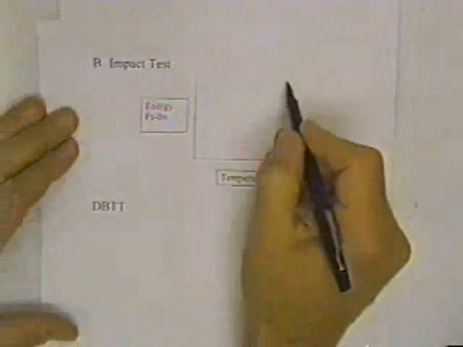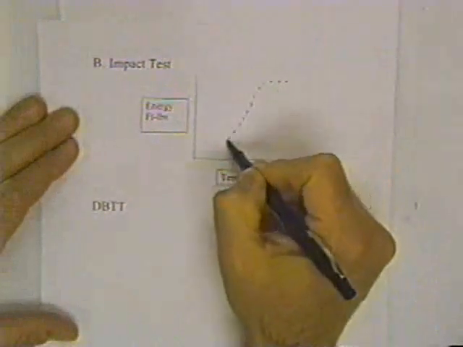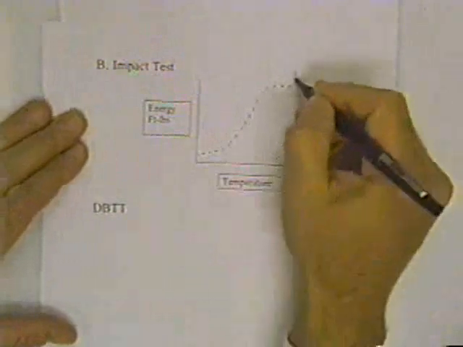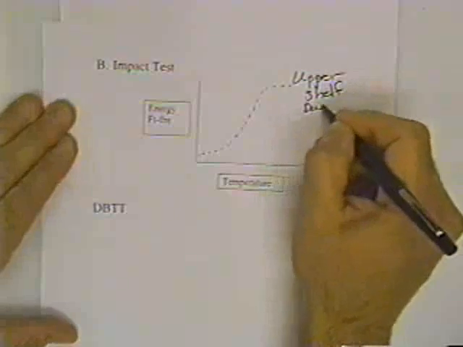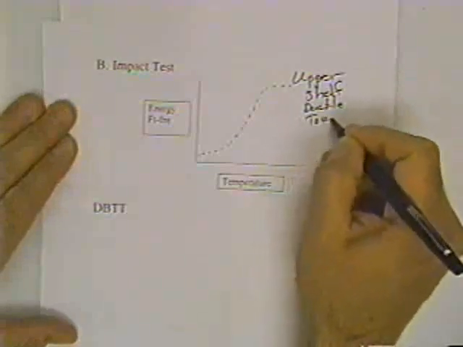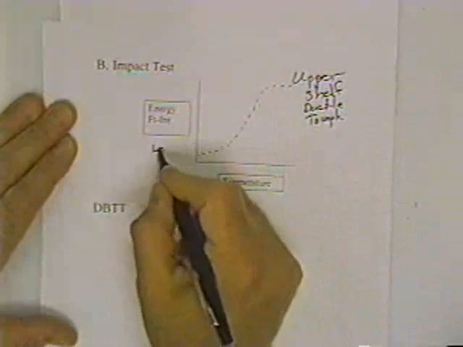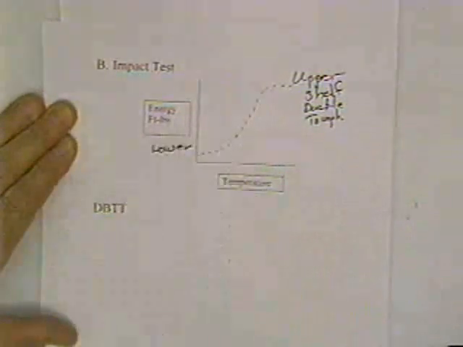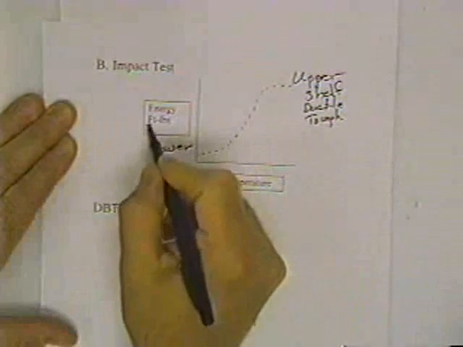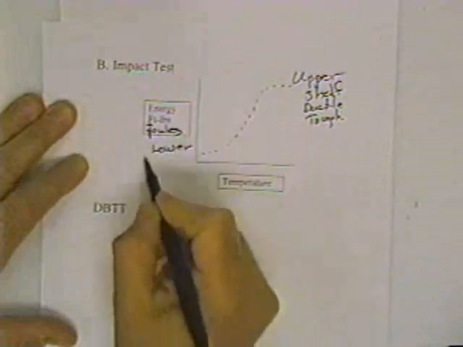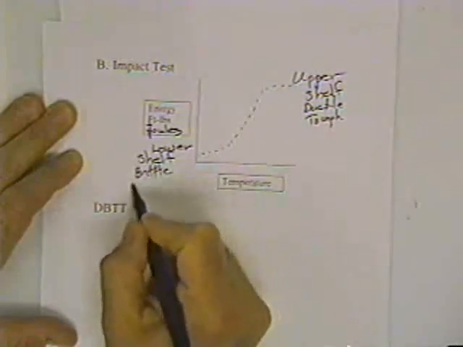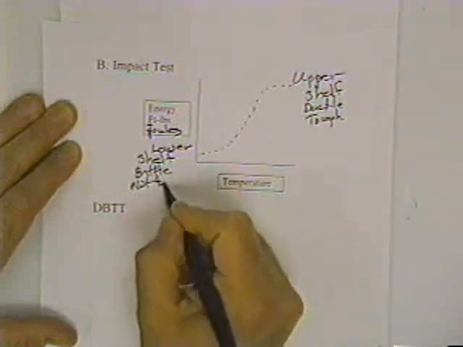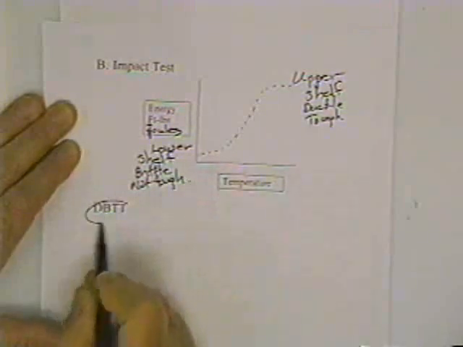The energy absorbed, if you plot it versus temperature, it might look something like this. This is called the upper shelf. This is ductile and tough. This is called the lower shelf. By the way, the energy in foot-pounds can also be in joules. This is the lower shelf, and this would be brittle behaving, not tough. And people use this test to determine the DBTT.